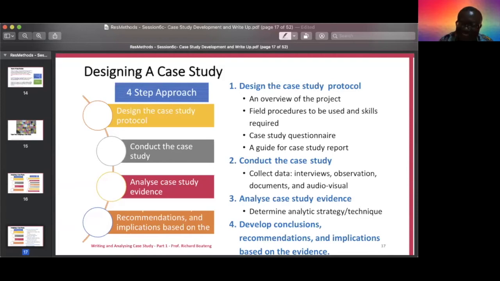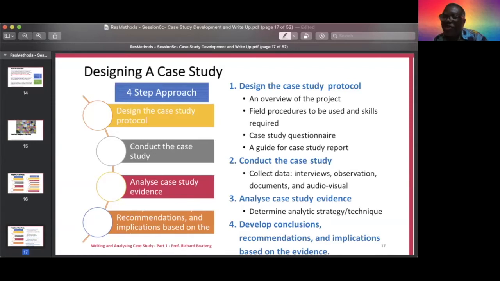But there's a certain assumption that case studies are used for action research. So the output is that you do recommendations and all that. But if the recommendations and everything are not based on correct data, then how do you proceed?